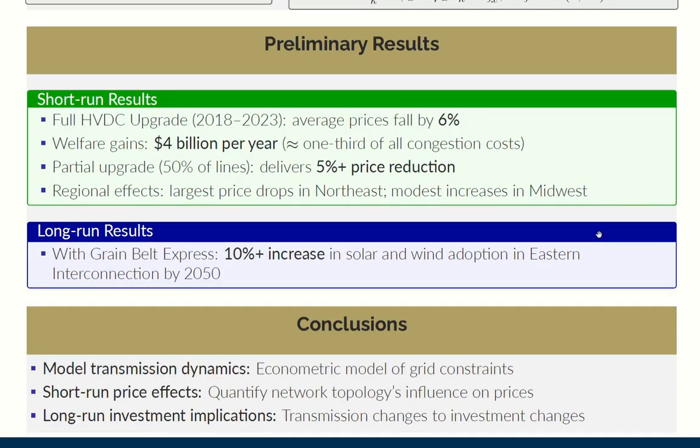In terms of preliminary results, we find that a full HVDC upgrade decreases average price by 6%, with welfare gains of $4 billion per year, with long-run impacts pretty significant.